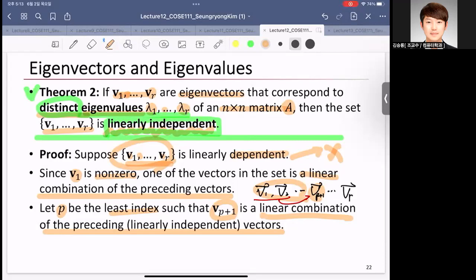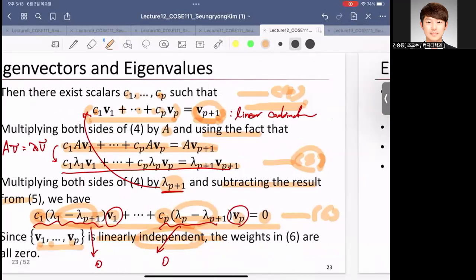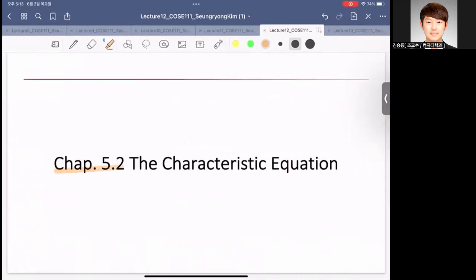Okay, then let's move to chapter 5.2, the characteristic equation. In chapter 5.1, we discussed what eigenvalues and eigenvectors are. In chapter 5.2, we will talk about how to find eigenvalues. Then you can easily find a corresponding eigenvector, as you can see in the previous example. That's the characteristic equation.